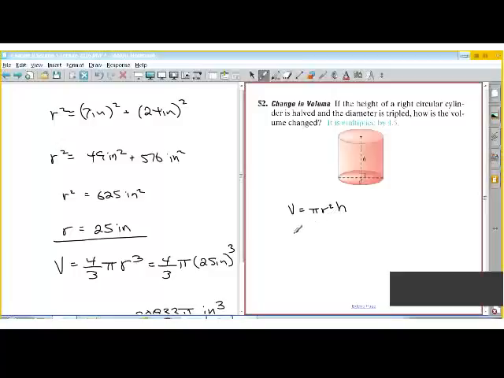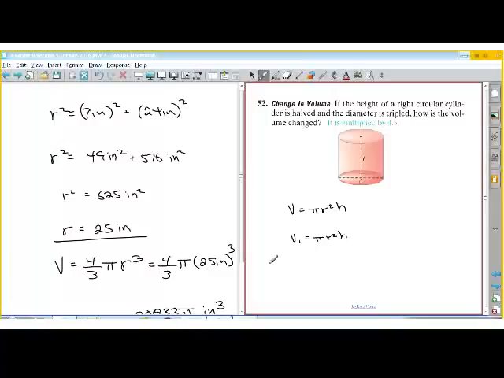So instead of plugging numbers in, you can look at the ratio of the volumes, because it says how is the volume changed. So you'd say, okay, at the original conditions, the volume is equal to pi r squared h. Those are our initial things.